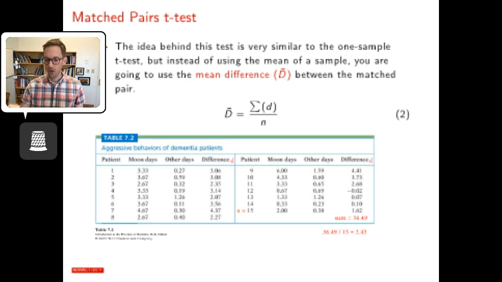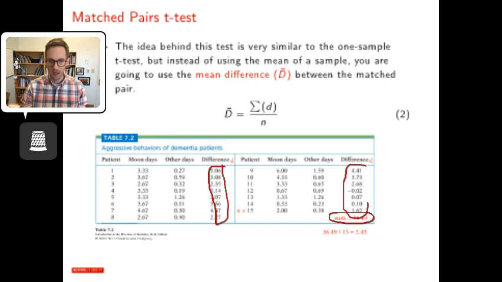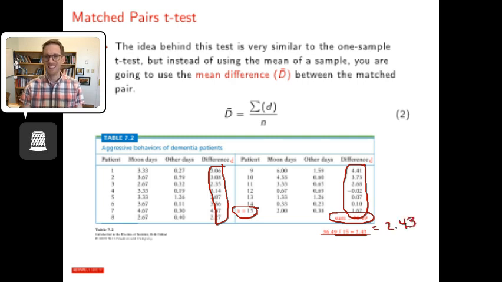So in order for us to get the mean difference down here, all we're going to do is sum all the differences. So we add up this column, and this column. Add those up and you get 36.49. And then we divide by the total number of, in this case, matched pairs. So n here is 15. So you can see how the formula works, and we get 2.43. That's the average difference across these 15 patients.